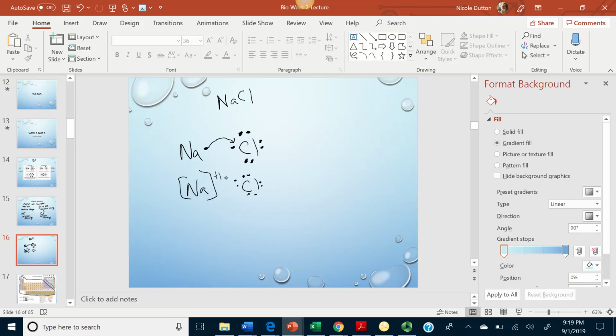So we draw all of the outer shell here filled up, and we indicate that it took an electron by putting a -1. So this is how we express ionic bonds. If we were to actually draw what we call the Lewis structure of an ionic bond, this is what it looks like. We keep brackets because they're not physically connected to each other. They're just hanging out near each other because opposite charges attract.